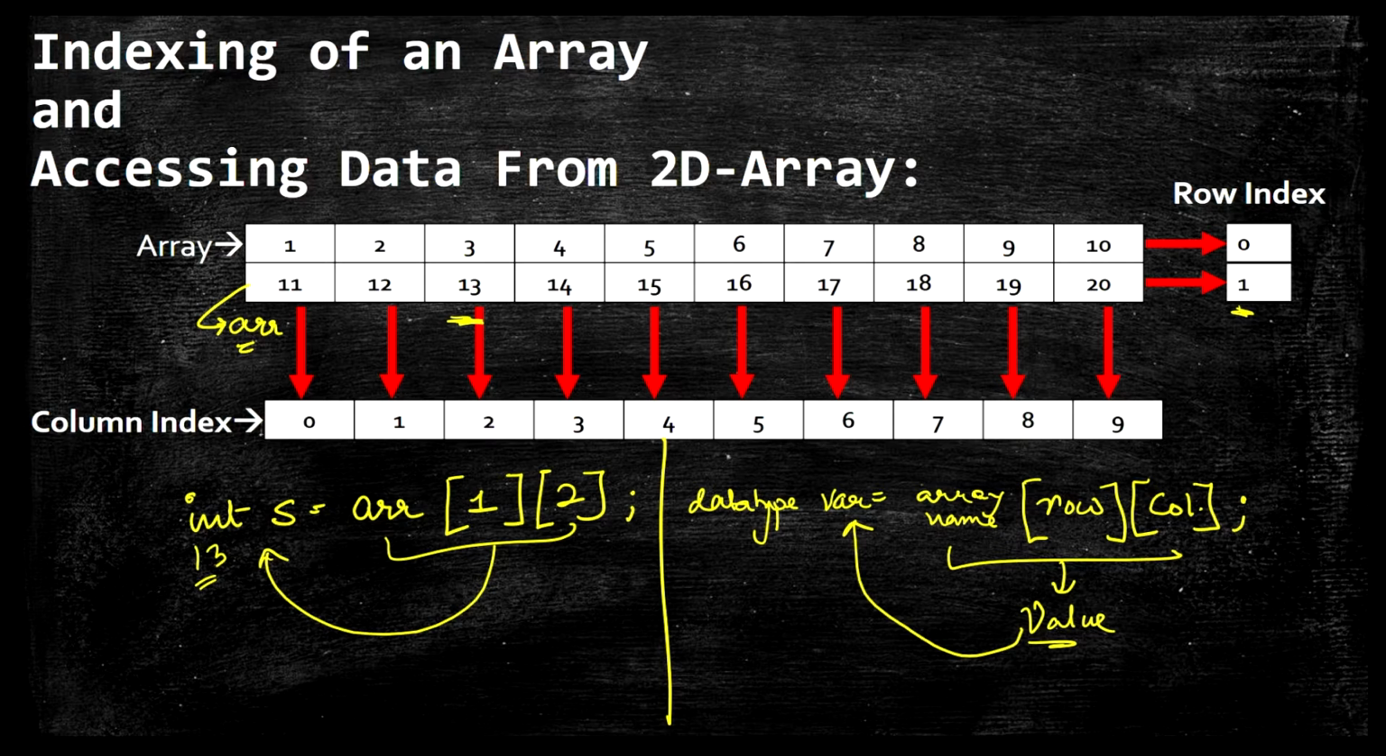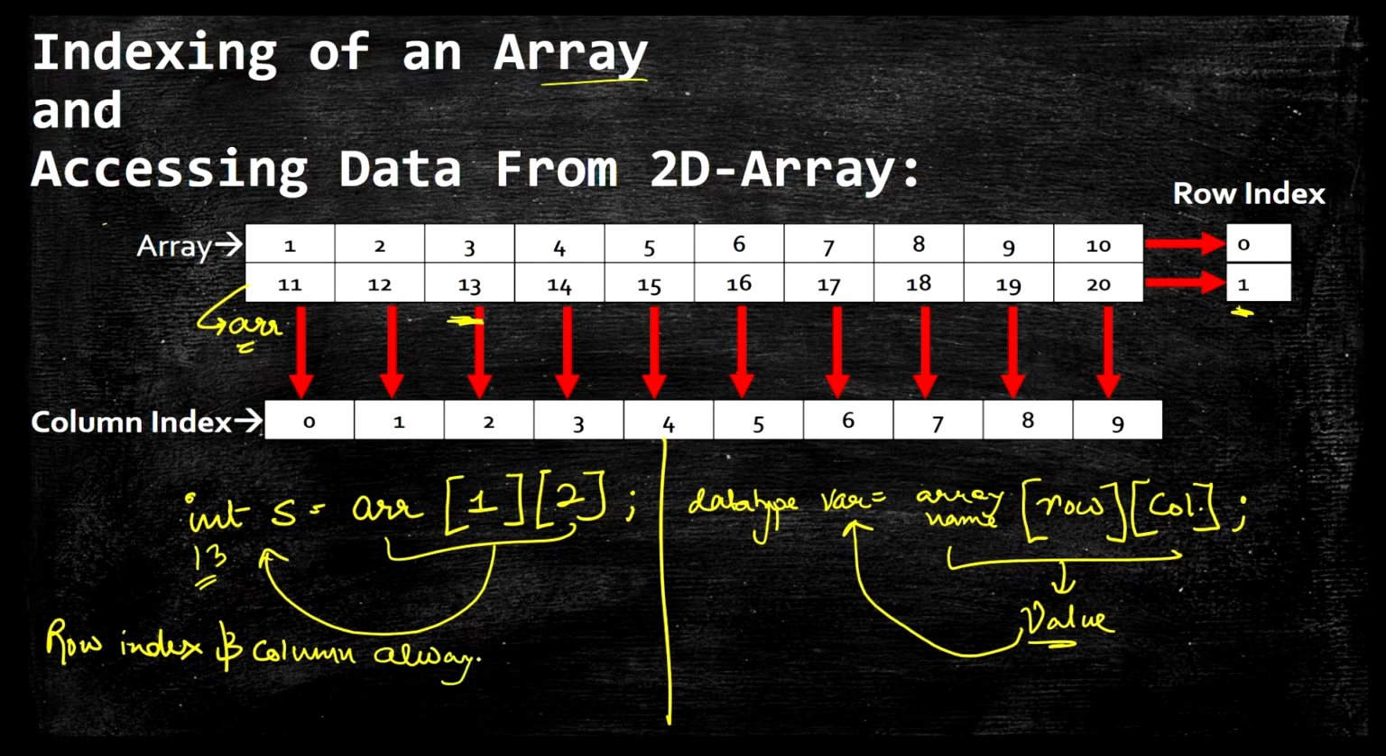Clear? So this was about the indexing of a 2D array. Indexing means to count. And also accessing data from a 2D array. So we are clear about how to access data from a 2D array. That is, we have to take the array name first. Then we write in the first square bracket the row number and the column number of the respective element which we want to access or store in our other variable, and then we are done. Now remember always, row index and column index.